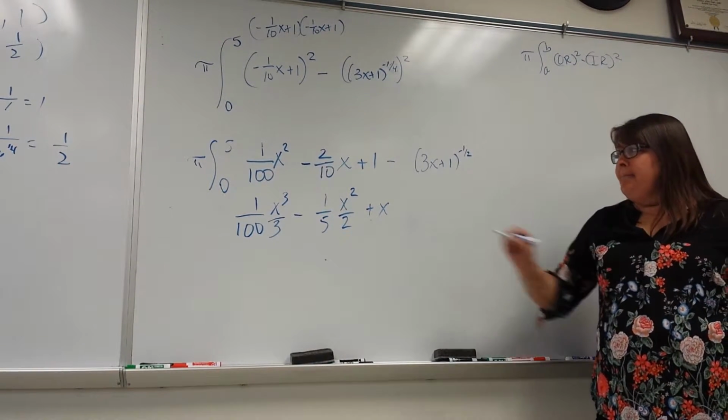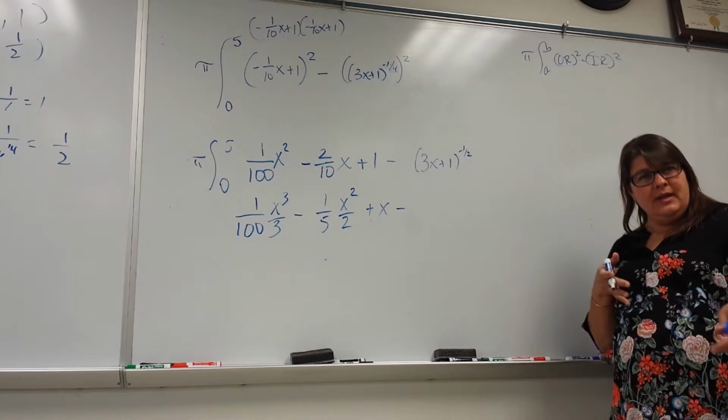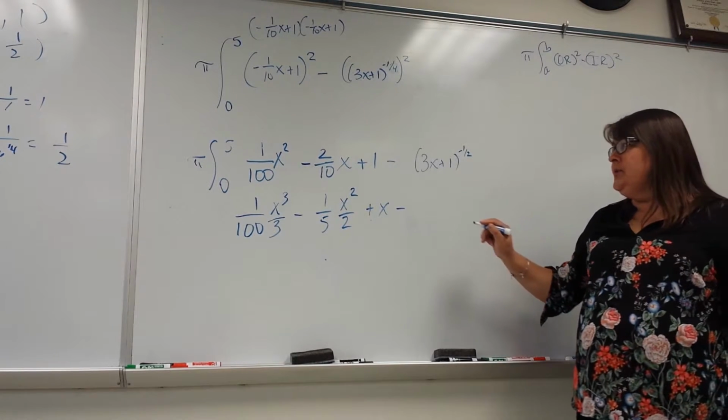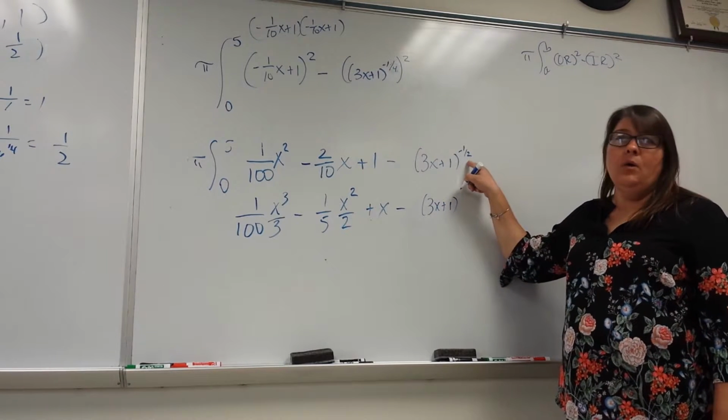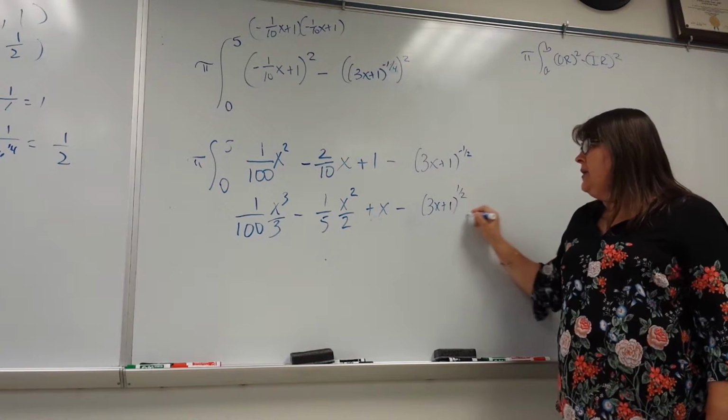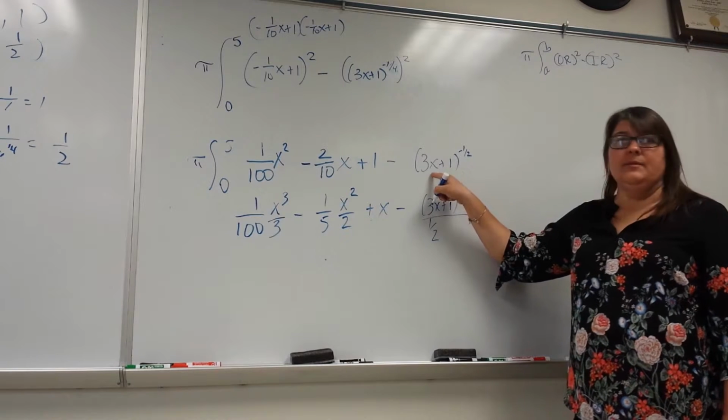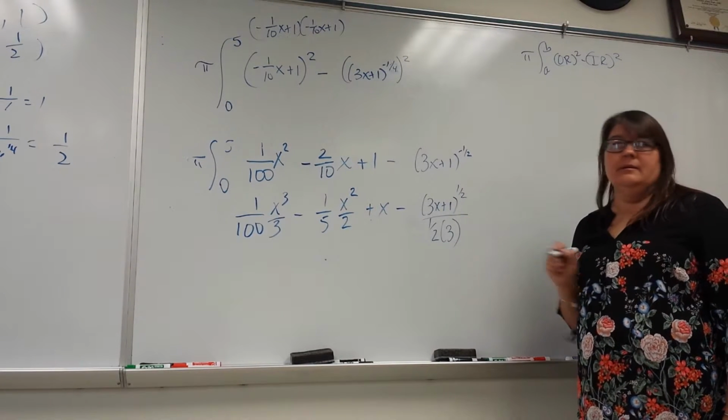Okay. Yeah, you do it the old-fashioned way, use substitution, or the new way, however you choose. We got 3x plus 1. If I add one whole, I get 1/2 over 1/2 times 3.